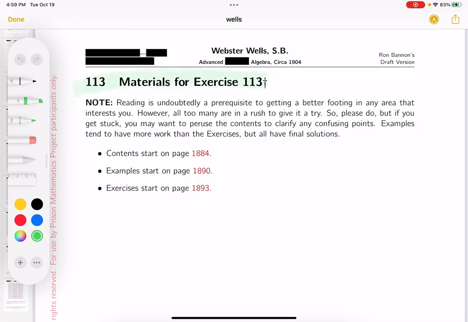Okay, we're in section 113. There'll be contents to read through, examples to look at, and exercises to get busy with.